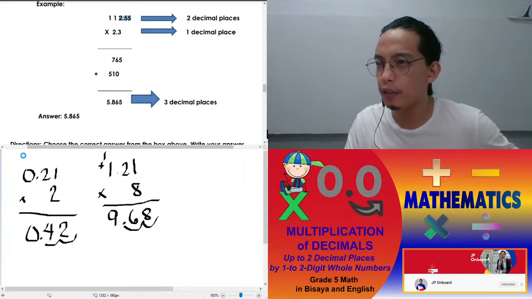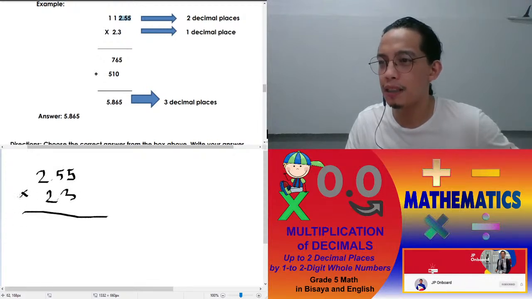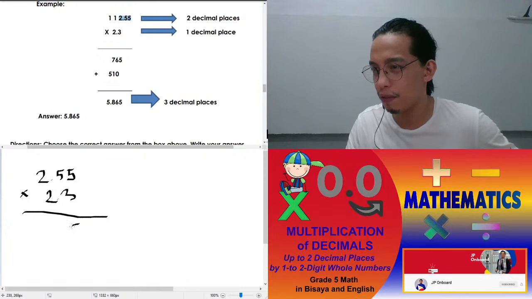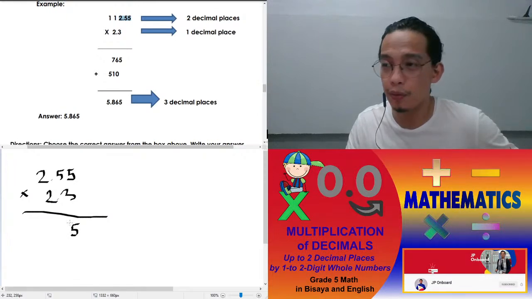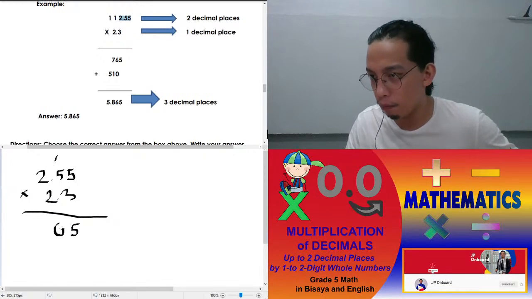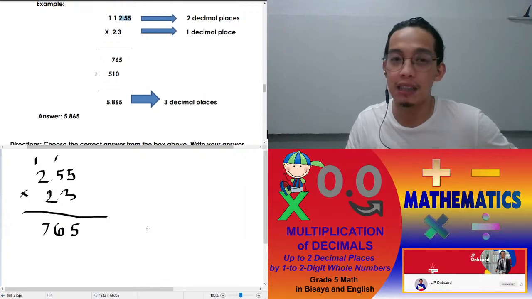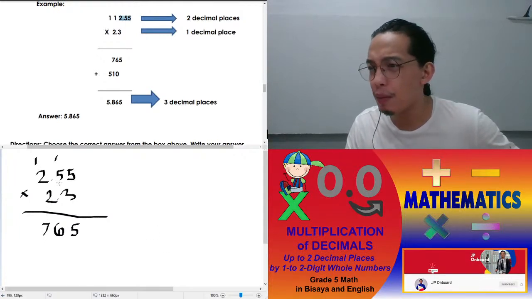Okay, it's now 2.55 times 2.3. So we will just multiply as if they are whole numbers. 3 times 5 is 15. So we put 5 here and the one above goes up. 3 times 5 is 15 plus 1 is 16. Okay, and we carry 1 again. 3 times 2 is 6 plus 1 is 7. Hence, it's 765 there. And then we move to the next digit.